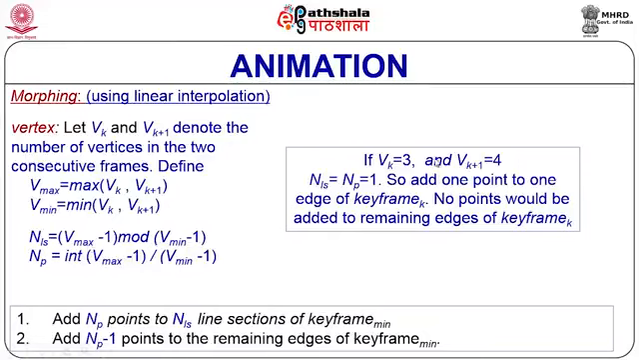If Vk is equal to 3 and Vk plus 1 is equal to 4, that is, there are 3 vertices in the first, you can imagine a triangle, and you can imagine a rectangle. The number of line sections NP is equal to 1. Because the difference is 1, add 1 point to one edge of keyframe k, because keyframe k has fewer vertices. Add one extra vertex to one edge of keyframe k. You can refer to the previous slide, where I showed an example of a triangle converting to a rectangle; that is what is explained here.